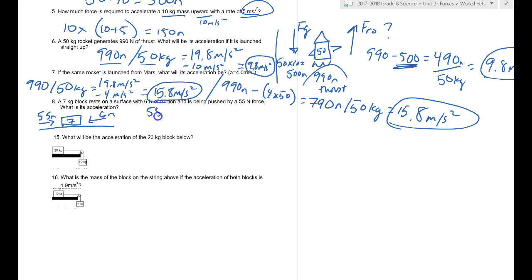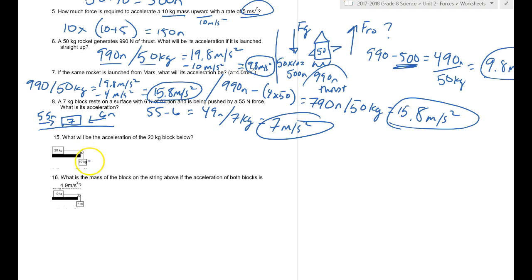55 minus 6 equals 49 newtons, divided by the 7 kilograms equals 7 meters per second squared. Remember, friction opposes motion, so friction is going to oppose the push that you apply to the box.